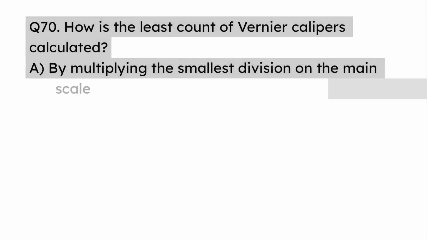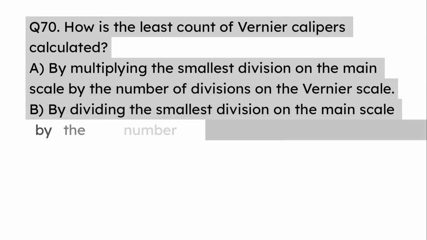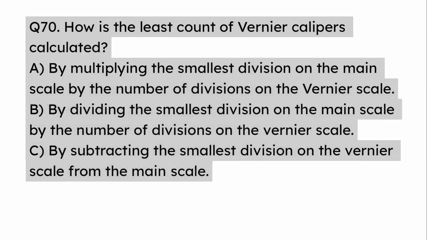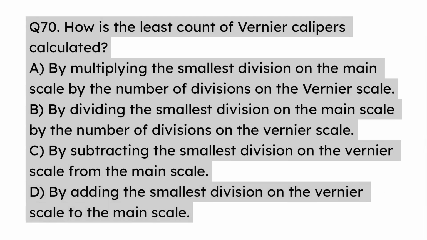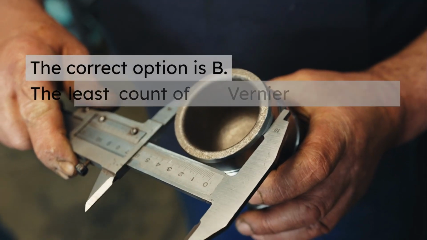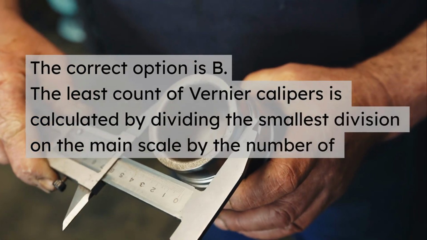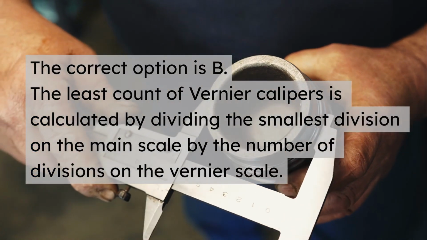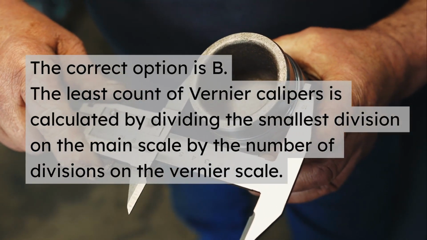Q70. How is the least count of vernier calipers calculated? A. By multiplying the smallest division on the main scale by the number of divisions on the vernier scale. B. By dividing the smallest division on the main scale by the number of divisions on the vernier scale. C. By subtracting the smallest division on the vernier scale from the main scale. D. By adding the smallest division on the vernier scale to the main scale. The correct option is B. The least count of vernier calipers is calculated by dividing the smallest division on the main scale by the number of divisions on the vernier scale.